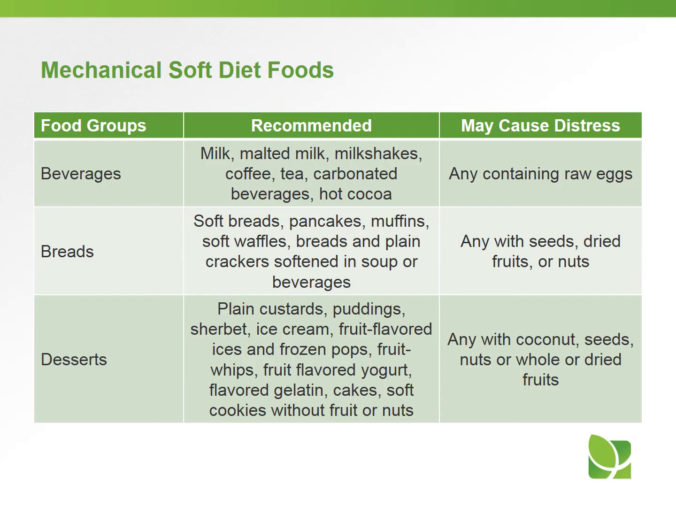Under breads, things recommended would be soft breads, pancakes, muffins, soft waffles, but want to avoid anything with seeds, nuts, or dried fruits. Desserts, any plain custards, puddings, sherbet, ice cream, fruit-flavored ices, or frozen pops would be good, but avoid anything with coconut, seeds, nuts, or whole or dried fruits.